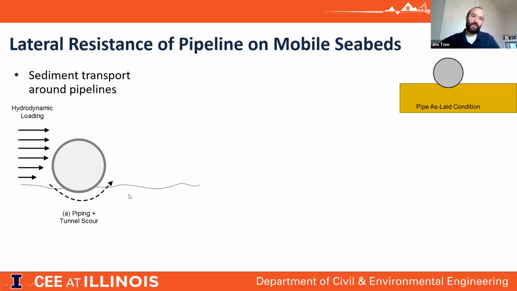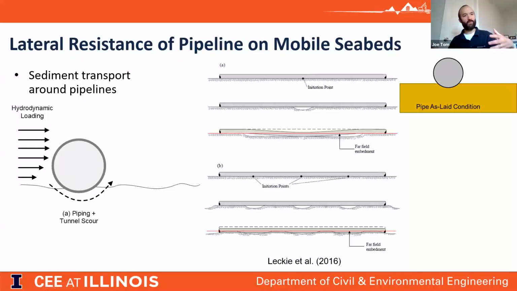There's a couple of mechanisms that can cause geometry changes. The first one is piping. You have piping beneath the pipeline leading to tunnel scour, so removal of the sediment at a location beneath the pipeline. So there's a hole now beneath the pipeline. That hole can grow along the pipeline, or can occur at multiple places along a pipeline. And either of those leads to various mechanisms of the pipe lowering relative to the ambient seabed level.